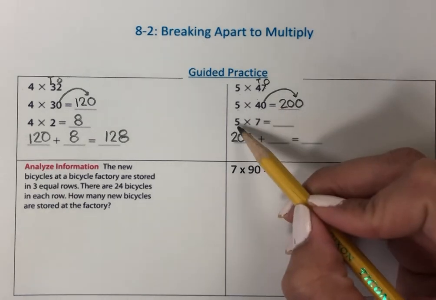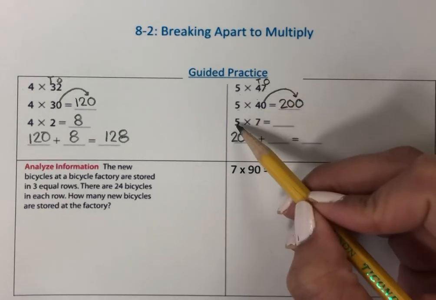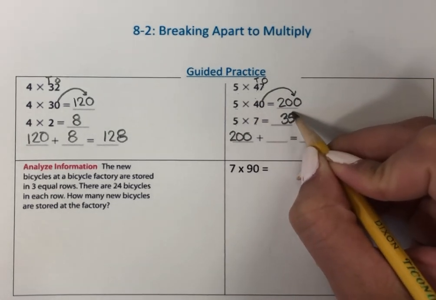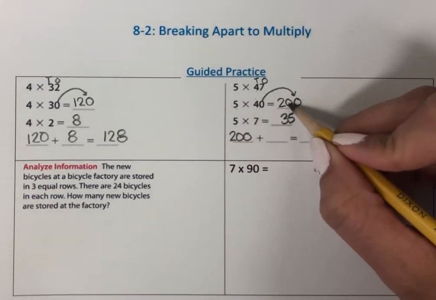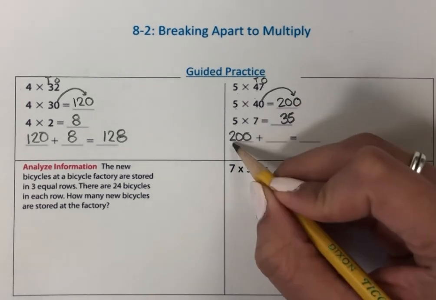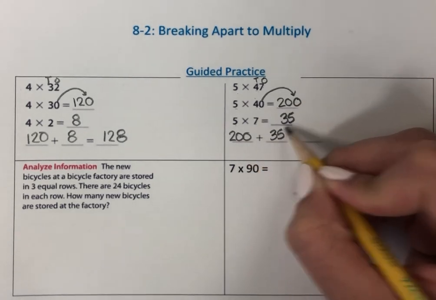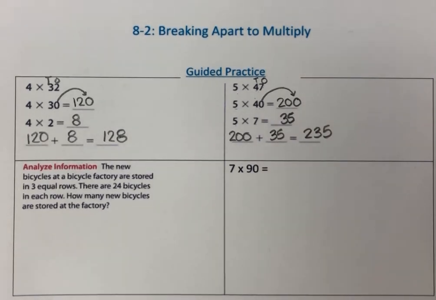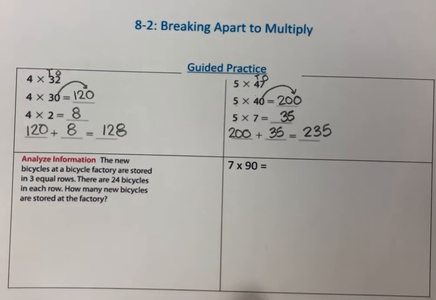The next one. 5 times the value of the ones place, which is 5 times 7. 5 times 7 is 35. Again, using mental math here because we're dealing with zeros. So 200 plus 35 equals 235. All right? Now let's take a look at this one down below here before we get to the word problem.